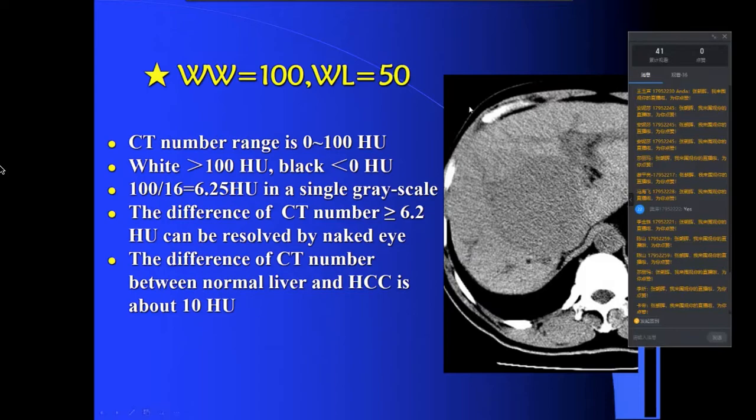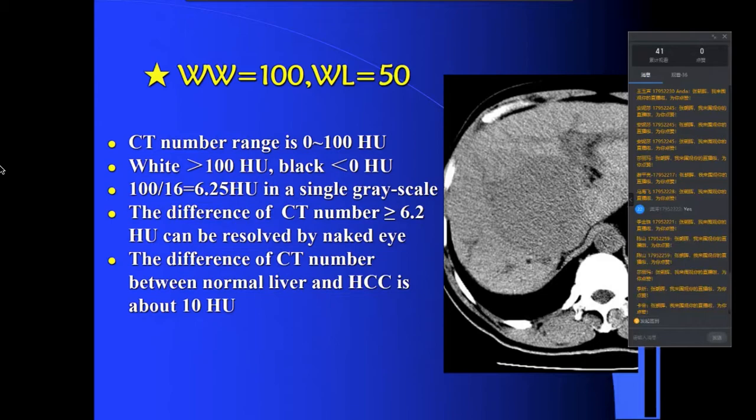Now let's focus on the liver. In this window setting, the CT number range is from 0 to 100 Hounsfield units, which means any structures with a CT number more than 100 will be white, and any structures with a CT number smaller than 0 will be black. Remember that only 16 gray scales can be resolved by human eyes. In this image, a single gray scale represents 6.25 Hounsfield units.